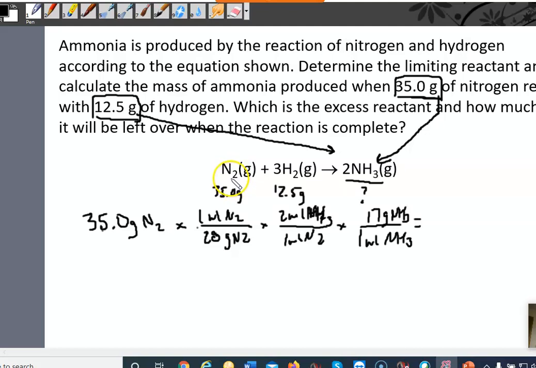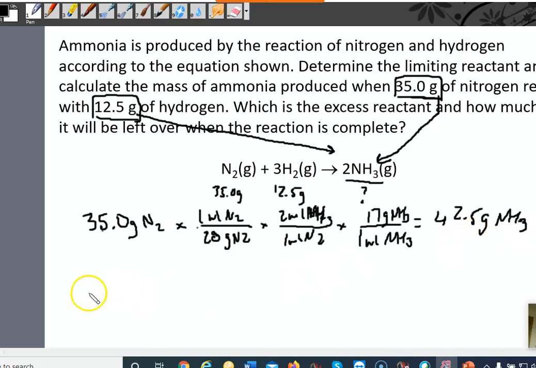It's like doing the cheese sandwich. If I have 4 slices of bread, that means I can form 2 slices of cheese. That's kind of what I'm doing here in this equation. So 35 times 2 times 17 divided by 28. You get 42.5 grams. So 35 grams of nitrogen forms 42.5 grams of ammonia.